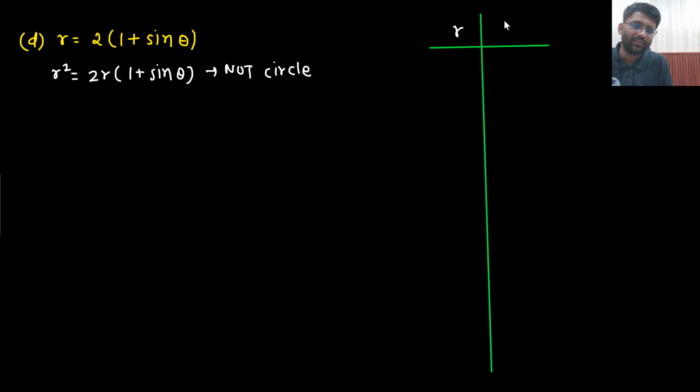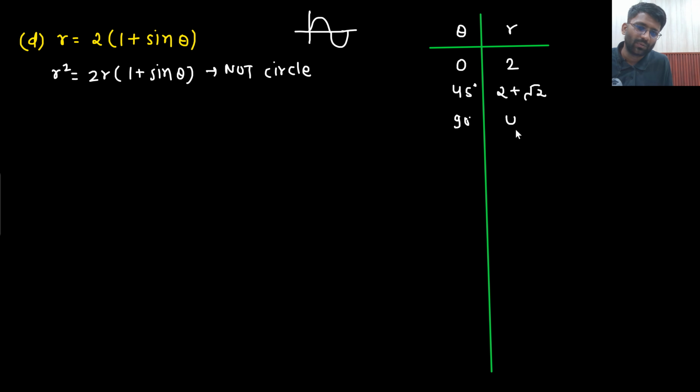Nothing else. Take the value of theta, write down the value of r. Put theta equals 0, the value will be 2. Put theta equals 45 degrees, the value will be 2 plus under root 2. Take 90 degrees, because we need the value of sine, so I am making a rough graph. At 90 degrees the value is 4. At 135 the value is 2 plus under root 2. At 180 the value is 2.